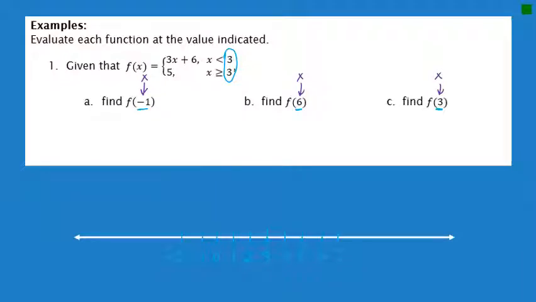So again, this 3 is my boundary line. And then I have two sections. So I have section 1 and section 2. Section 1 is everything less. Section 2 is everything greater.